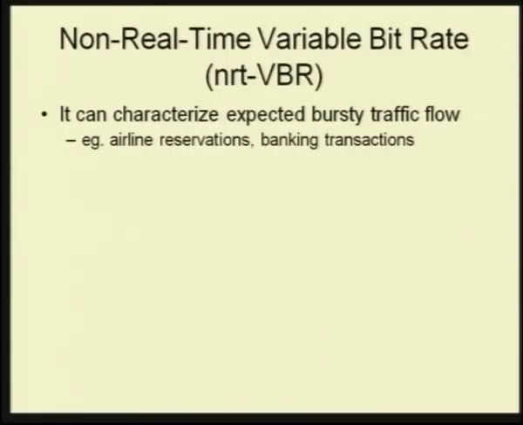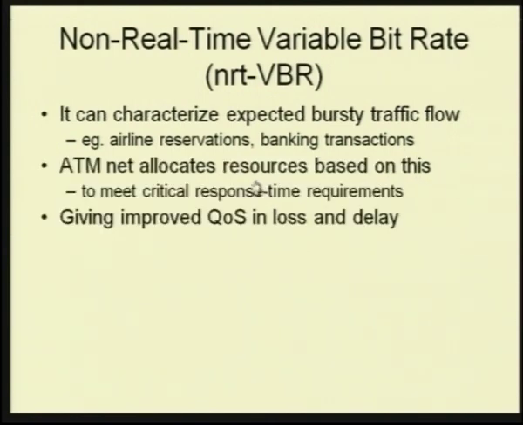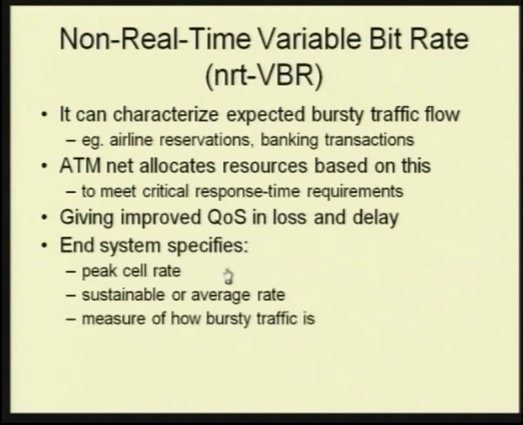So, we are not looking at time-wise too much of a constraint, but it is normally used to characterize expected bursty traffic control, for example, airline reservations, banking transactions and so on. So, the ATM network allocates resources based on this, that is, to meet the critical response time requirements, giving improved QoS in loss and delay.